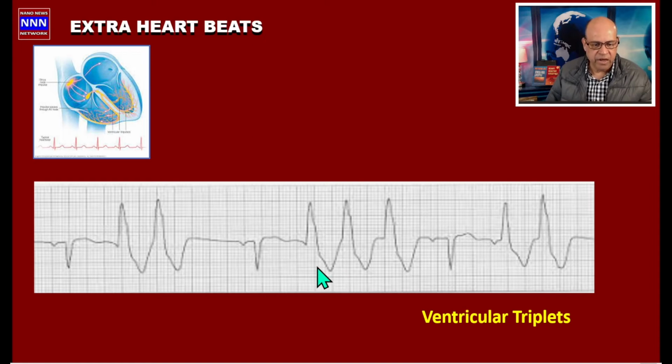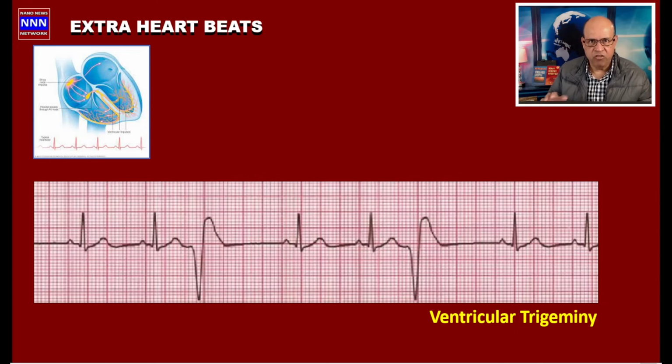When we see something like this, this should be an ominous sign that we are dealing with a heart that is much sicker than a heart with just occasional PVCs. Let's look at a different terminology that is used to recognize the PVCs.